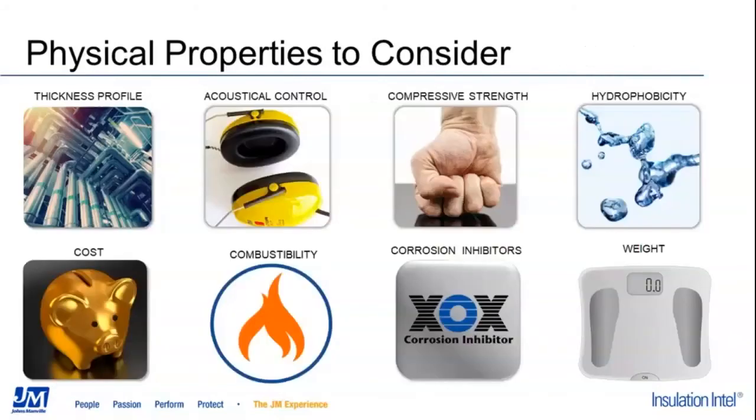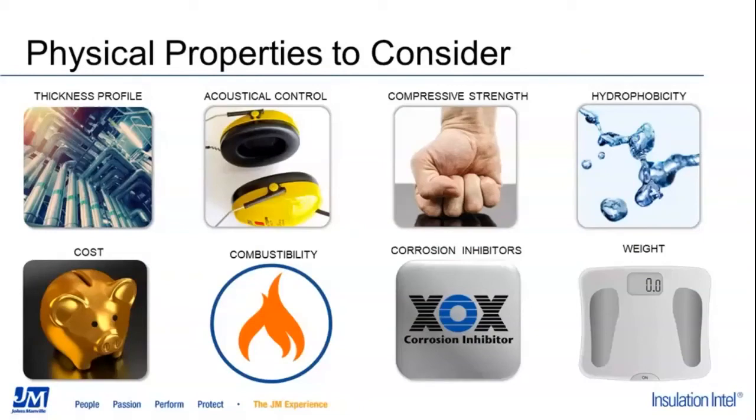Once you've gotten through identifying the materials that might be able to handle the process temperatures that you'd be dealing with, then there's quite a number of other parameters and factors that you would need to consider in trying to identify which material you want to work with. Things ranging from thickness profile. So if you know you have space limitations on the amount of insulation that you can apply to piping or equipment, that might be a very critical parameter to consider.